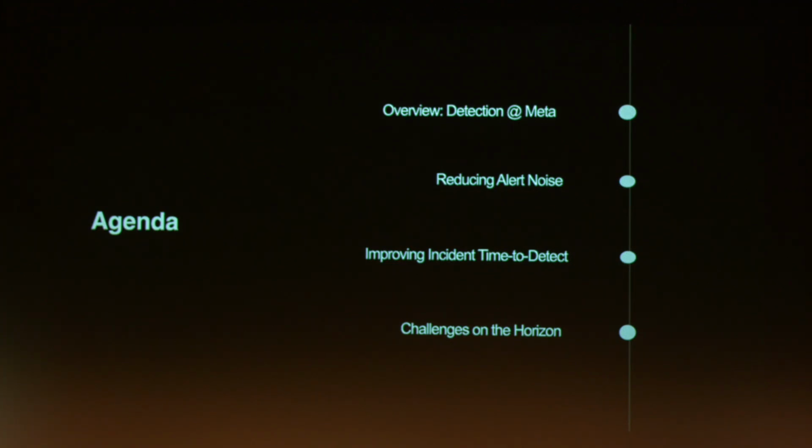After that, we're going to go into the second biggest problem that we faced. All the problems are big, but this one is improving incident time to detect. Whenever an incident happens, how fast are we able to detect it and how can we improve it? Then we're going to close it up with challenges on the horizon. What are we focusing on in the coming years? My company is moving towards the metaverse. What does it mean for us? Not that detailed though.